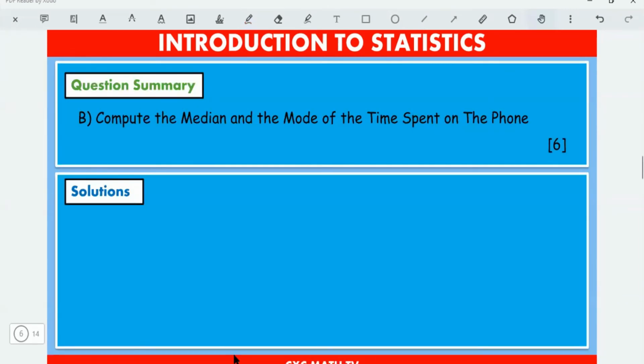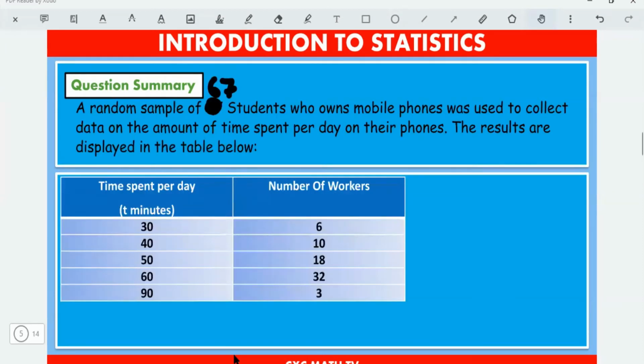Now, continuing the question, it says now compute the median and the mode of the time spent on the phone. We know what median is. Median is the number in the middle. So if you have 67 persons taking part, the median is going to be just about in the middle. So let's find the position of Q2. Remember, Q2 means median, and the position of Q2 is found by a half the n plus 1 term.